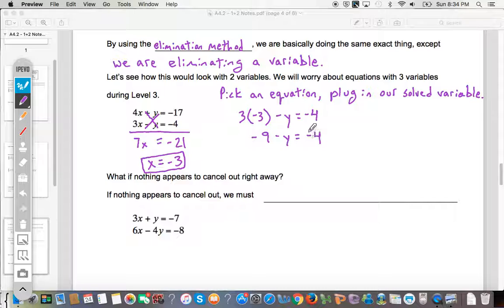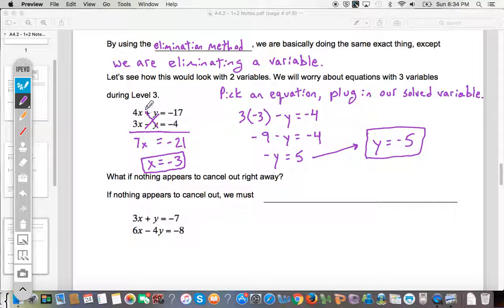Okay, I'll add 9 over to this side. So I have negative y equals negative 4 plus 9 is positive 5. To get this y by itself, we need to divide by negative 1, or we can just bring the sign over here. So we know that y equals negative 5. So that's our solution right there.